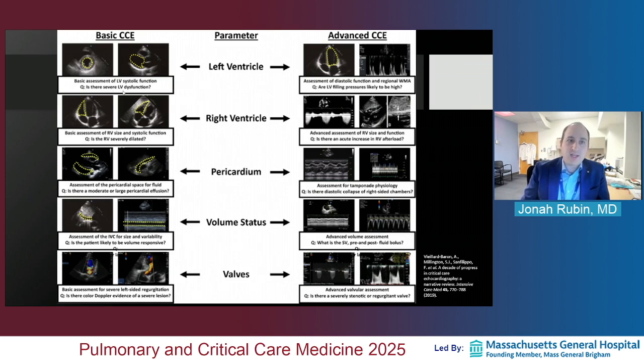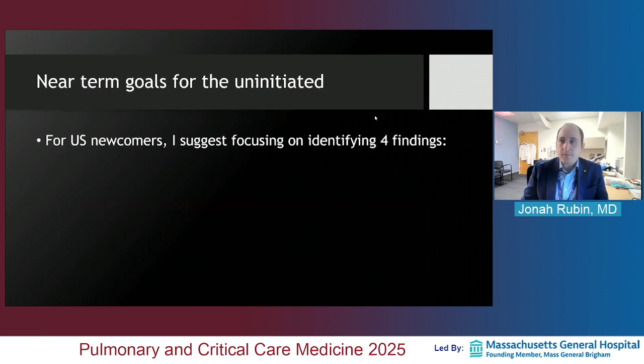A basic echo will say, is there severe LV dysfunction? An advanced echo would ask you about the filling pressures, and so on and so forth for these different categories. My suggestion for those who are new to critical care ultrasound, what I was referring to when I say that there are a few just can't miss diagnoses, or at least the basic things you should be able to assess early on in ultrasound, would be focusing on identifying 4 findings.